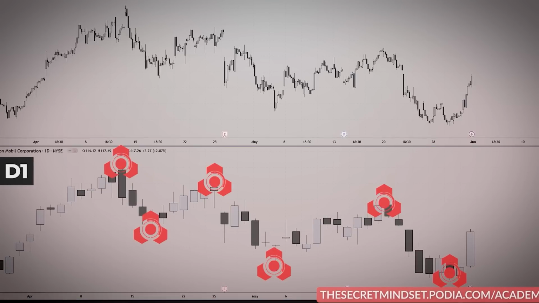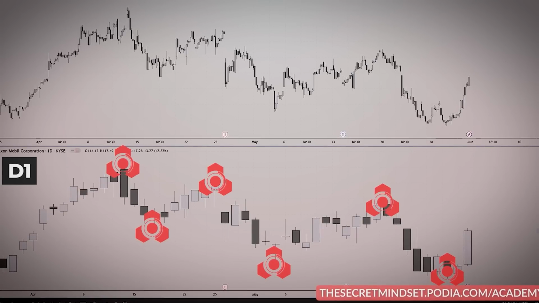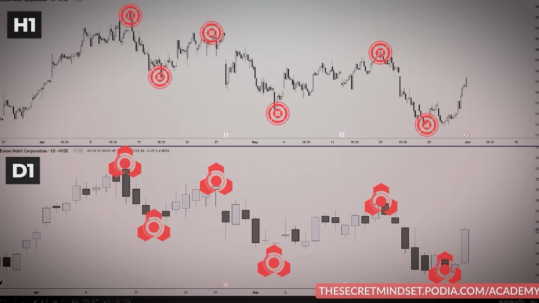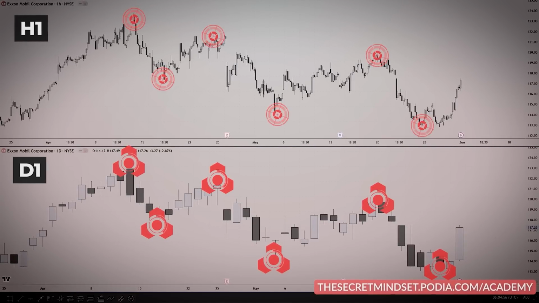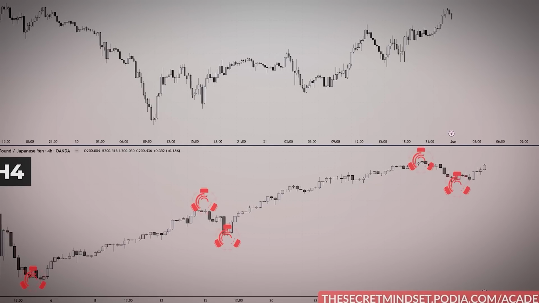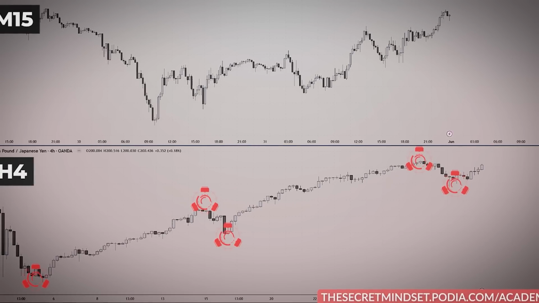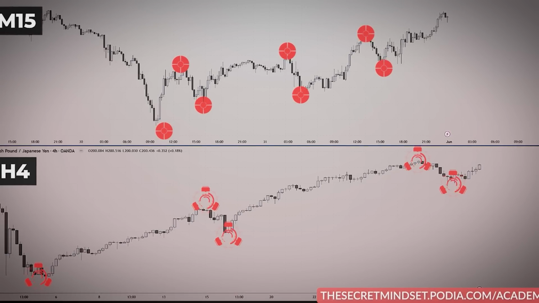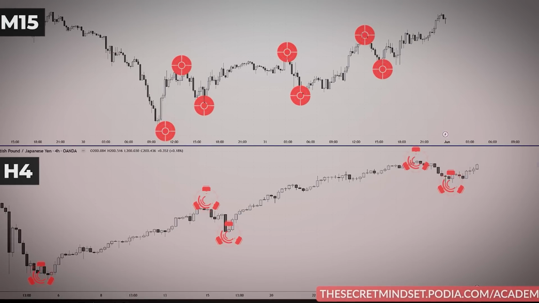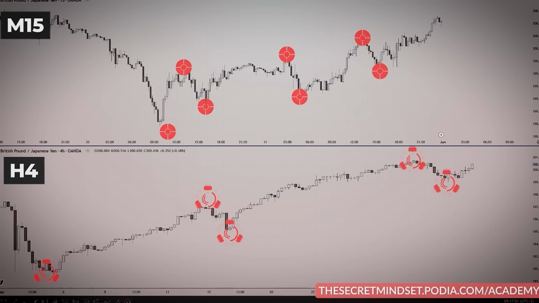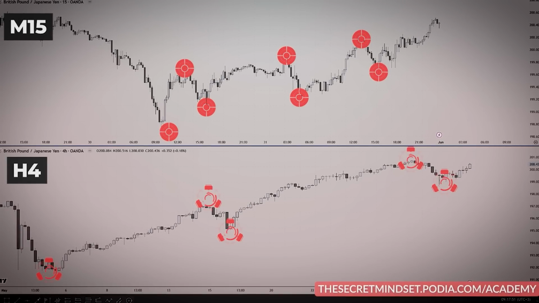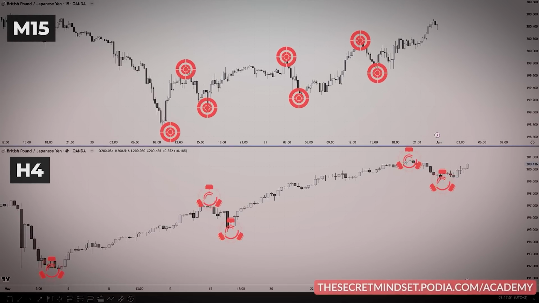If the order flow on the daily chart is bearish, you want to see the trend on the 1-hour chart also making lower lows and lower highs. If the trend on the 4-hour chart is bullish, you want to see the order flow on the 15-minute chart also making higher highs and higher lows. When trend and order flow are aligned, the market is more likely to continue in that direction.